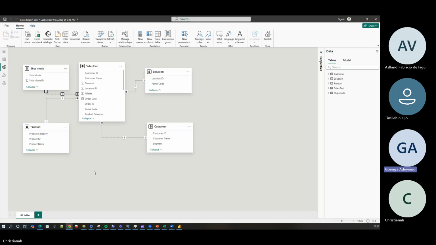Now it does not mean that on the fact table, at a particular point in time, it's also possible that you have the one cardinality too. Aslan, can you tell me, what do you think? When can that happen? When on the sales table too, instead of seeing many cardinality, you are only seeing one.